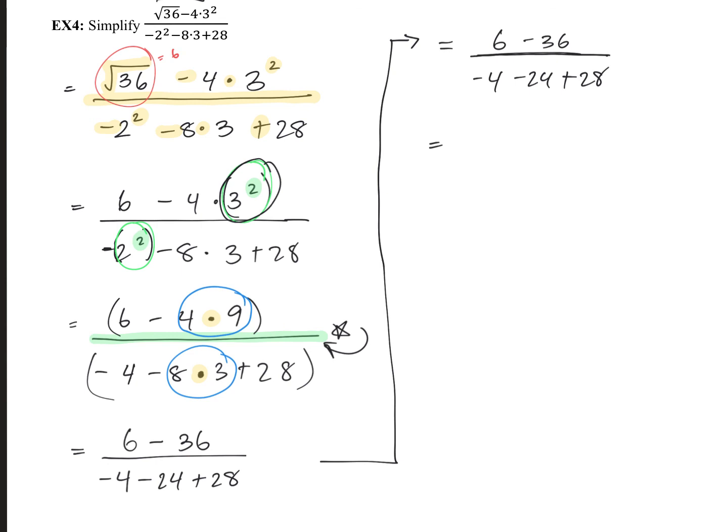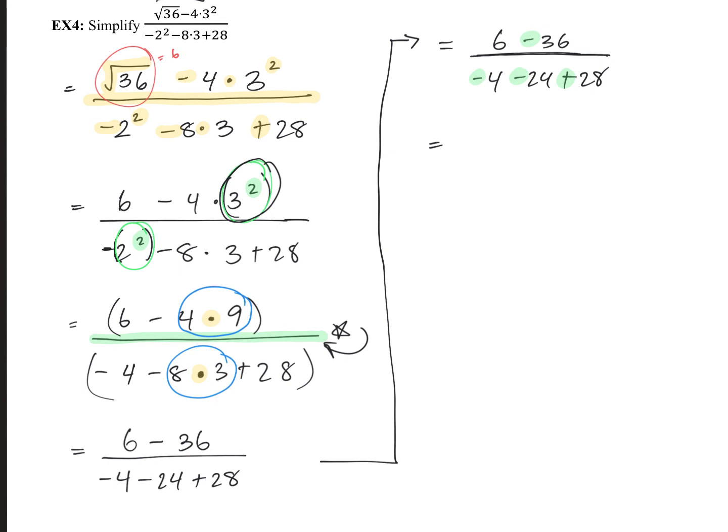So now, what did we have left in PEMDAS? We had multiplication and division, which we already did. Now we have addition and subtraction. Well, what kind of addition and subtraction? We've got subtraction in several places. Let's do the top first. Let's focus on the top. 6 minus 36.